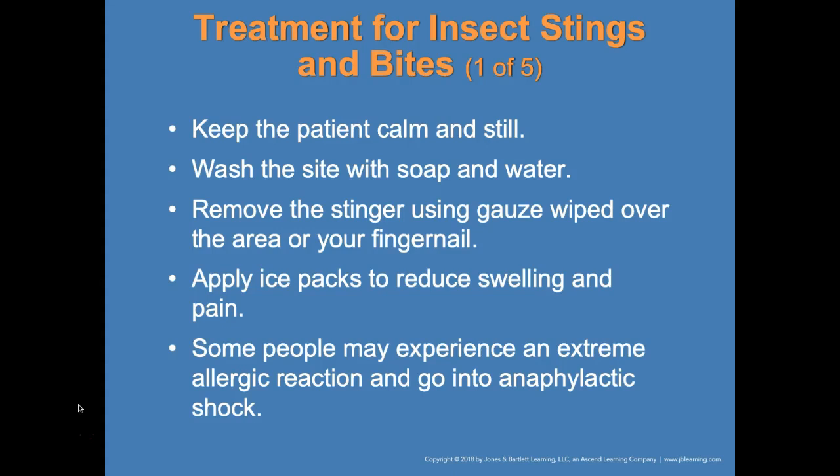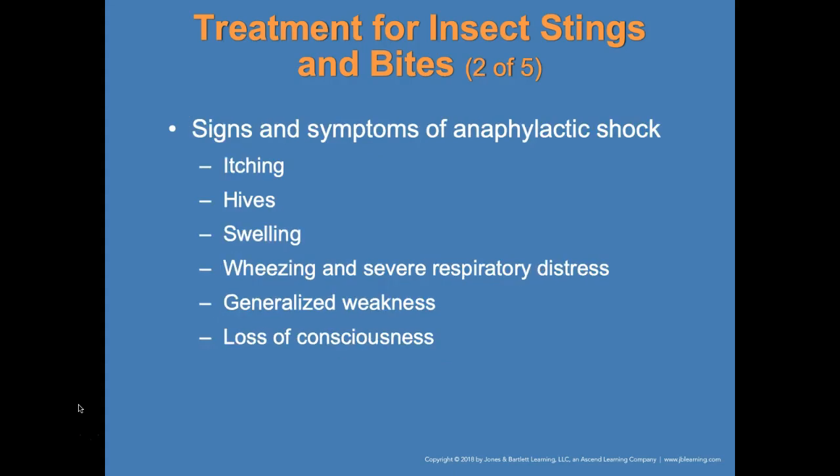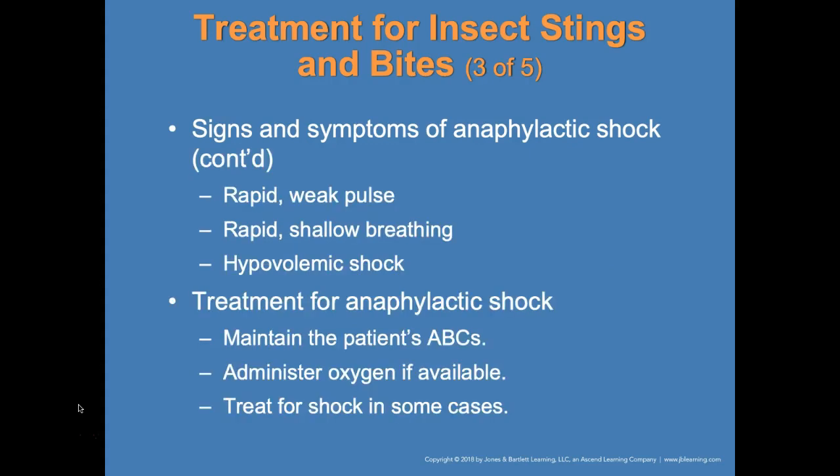Now, some people may experience an extreme allergic reaction and go into what's called anaphylactic shock. And this is going to cause itching, hives, swelling, wheezing from their airway, and respiratory distress. Going to see generalized weakness, loss of consciousness, rapid weak pulse, rapid shallow breathing. Blood pressure may drop. They might become hypotensive, so low blood pressure. And that's going to put them into what's called hypovolemic shock.